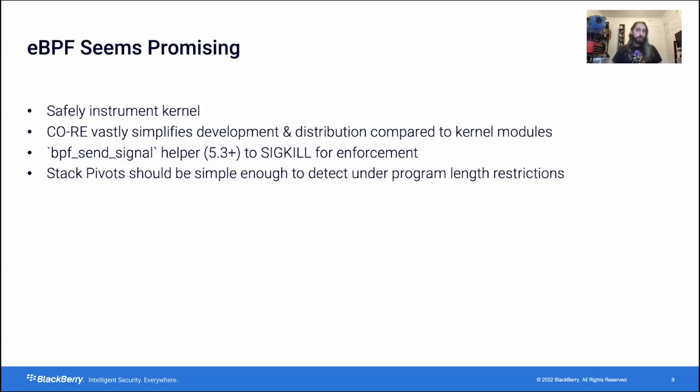So BPF seems promising for this. We can instrument the kernel safely. CO-RE means we have a much simpler way of building and distributing whatever we wind up with as compared to building for a dizzying array of kernels if we used a kernel module approach. The send signal helper means we have enforcement, so we can kill a process instead of just alerting about it. And the situation of a stack pivot should be simple enough that we can detect it within BPF program restrictions.